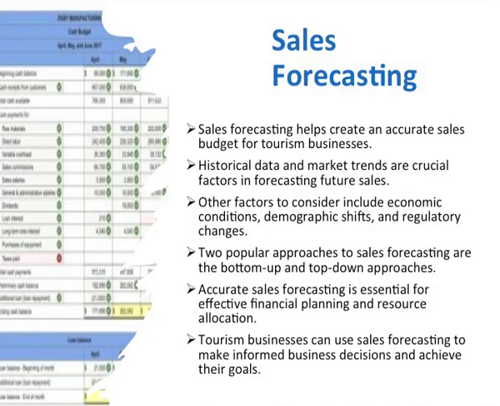There are 6 essential elements that you need to consider when creating a sales budget, which we will discuss each in detail. First, sales forecasting. It is a process of predicting future sales based on historical data, market trends and other relevant factors. In the tourism industry, sales forecasting is critical for effective planning and resource allocation. It helps tourism businesses to create an accurate sales budget by identifying patterns and trends such as seasonal variation in demand or the popularity of certain types of tours.